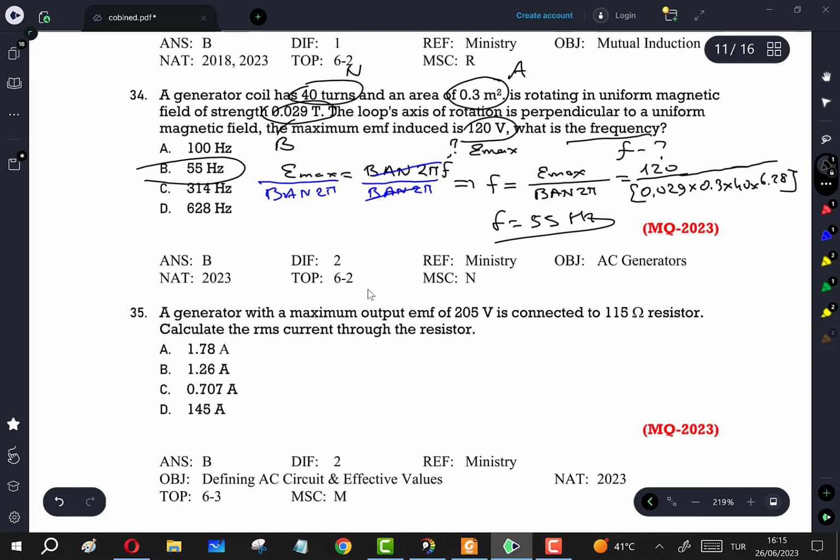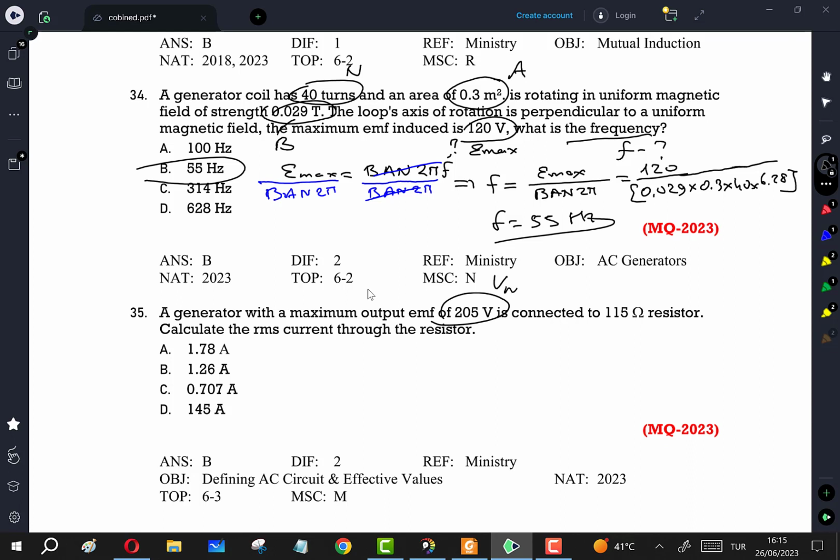A generator with maximum output EMF, V max, is connected to a resistor R of 115 ohm. Calculate RMS current, I effective, the question. So let's calculate I max first by using Ohm's law, Vm over R. Vm is 205 divided by R, 115. This is I maximum. 205 divided by 115, answer is 1.78 ampere, the maximum current.